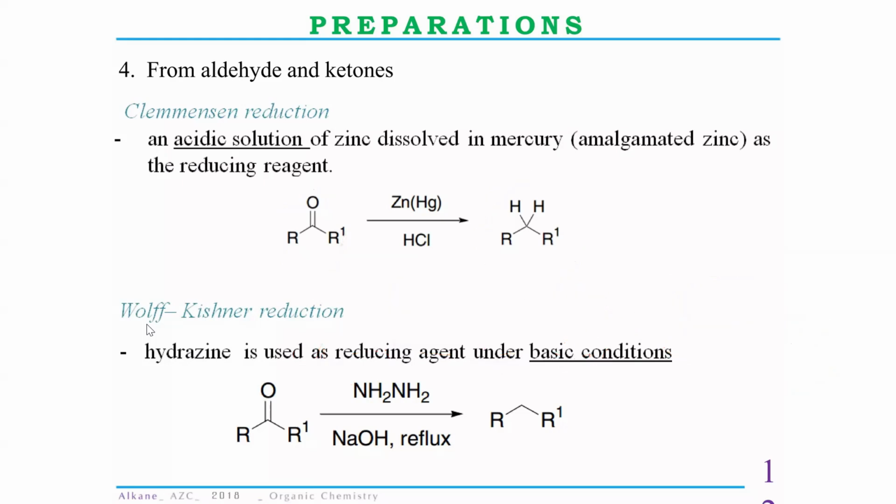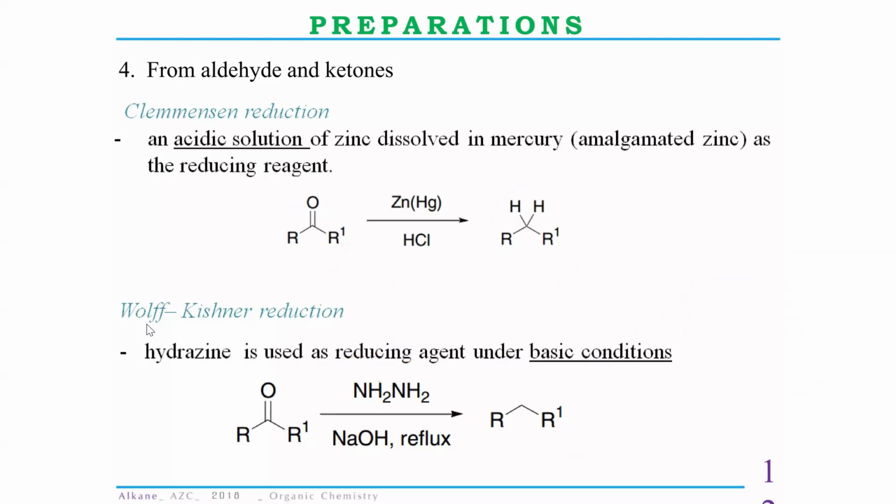Wolff-Kishner reduction. We have hydrazine. So hydrazine is used as a reducing agent under basic condition. So this is the hydrazine, and in the presence of a basic medium, the ketones also generate alkanes. So ladies and gentlemen, this is the general method of preparation of alkanes.